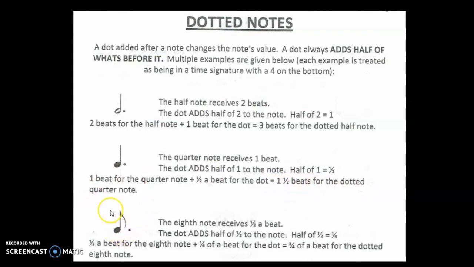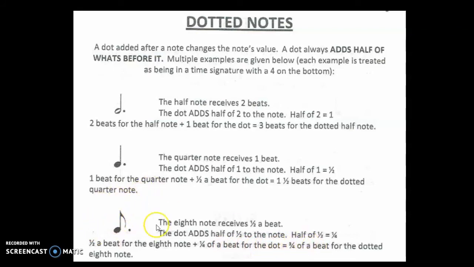Now we get to a little bit more complex rhythms, and you'll see these in more advanced music. The 8th note receives half a beat. The dot adds half of half to the note. So that would be a quarter. Half a beat for the 8th note plus a quarter of a beat for the dot equals 3/4 of a beat for the dotted 8th.